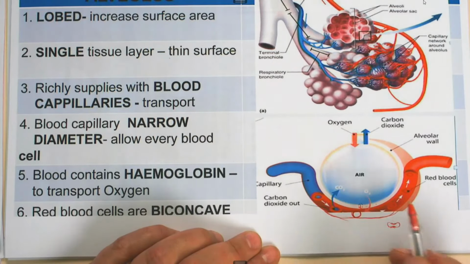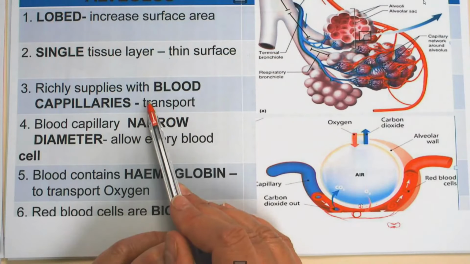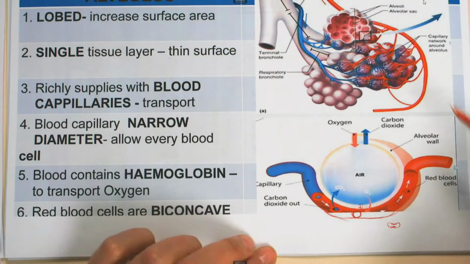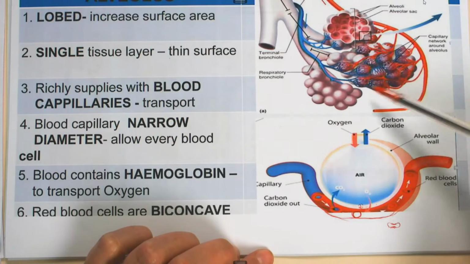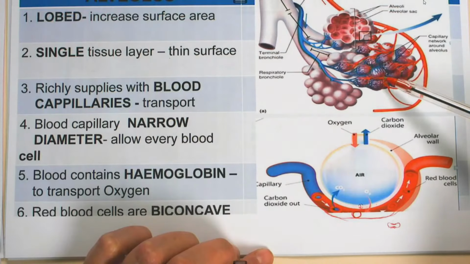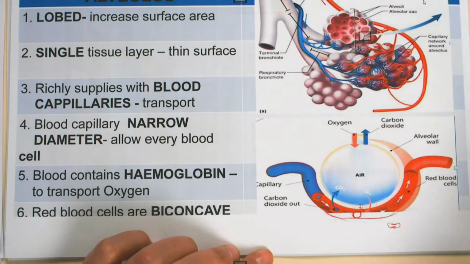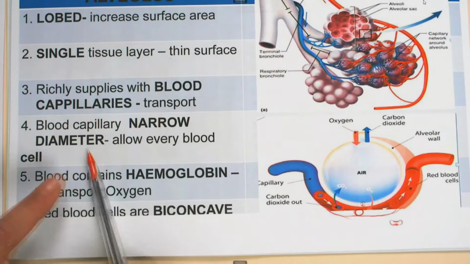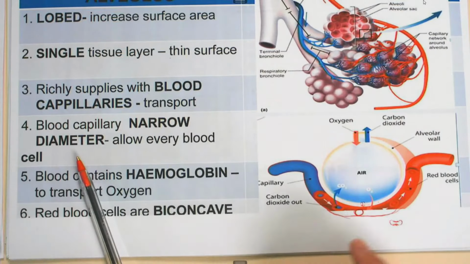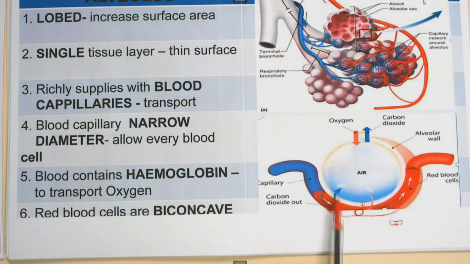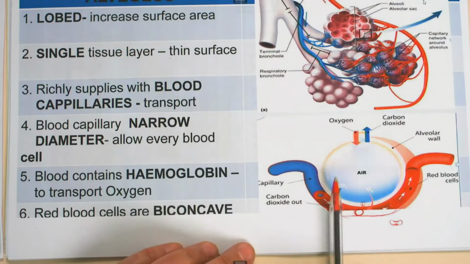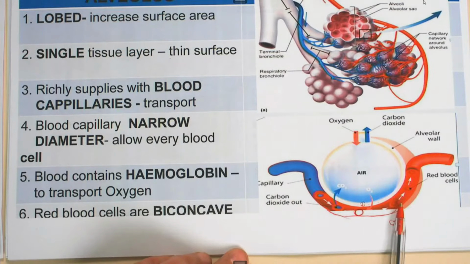All right. So another thing that happens here, we have a rich supply of blood capillaries. We need a lot because we need the oxygen to come in and we need the CO2 to go out. So we need a huge or richly supplied network of blood capillaries for the transport. Okay. And then they also tell us here there's a narrow diameter to allow every blood cell to come in single file to receive the oxygen and give away the carbon dioxide.